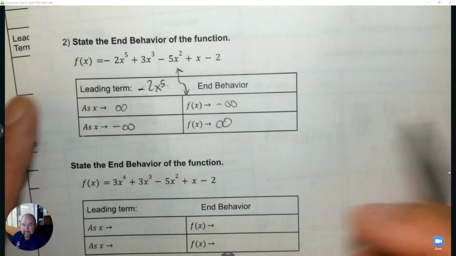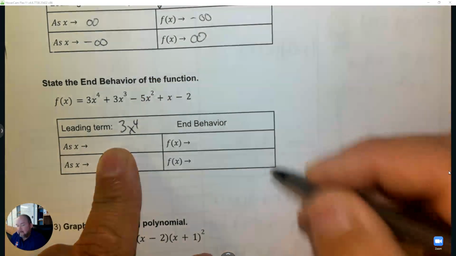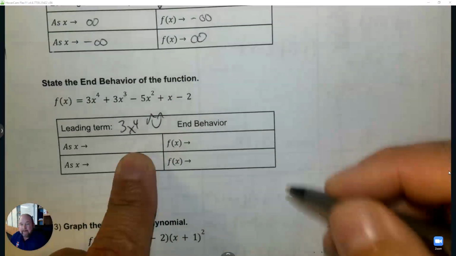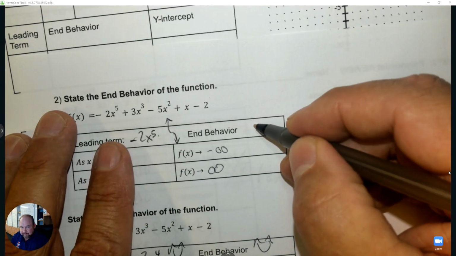So fill out the end behavior statements. Try it again. Again, you try. Put down the leading term. What do you notice about it? It's positive with an even exponent. So both ends go up. Here, you can put it right here if you like. Both ends go up.